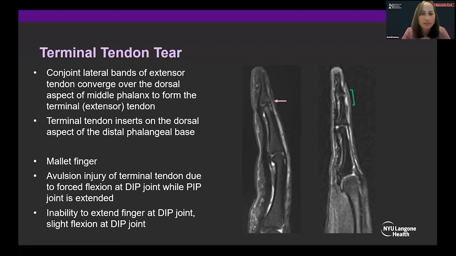So terminal tendon tears, also known as mallet finger. This is an avulsion injury of the terminal tendon due to forced flexion at the distal interphalangeal joint while the proximal interphalangeal joint is extended. This results in inability to extend the finger at the DIP joint with slight flexion at the distal interphalangeal joint.